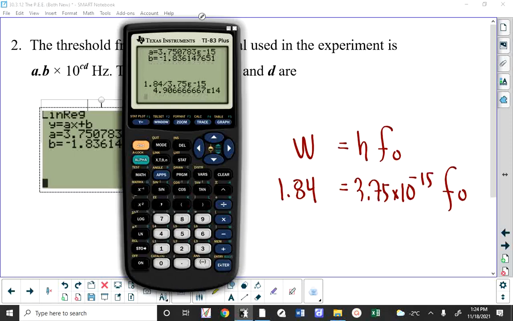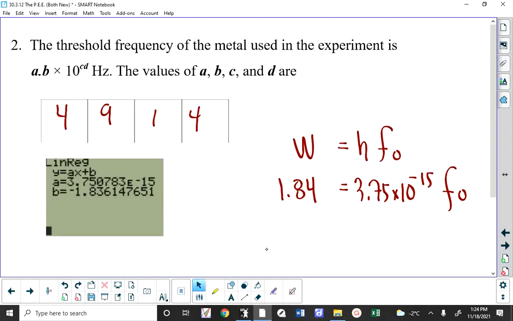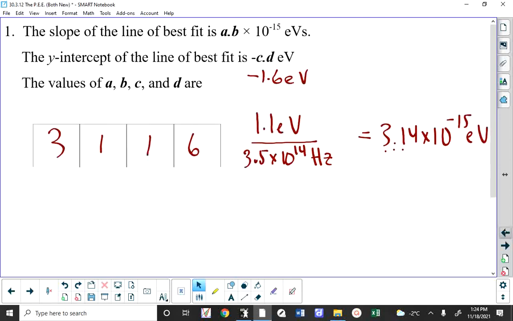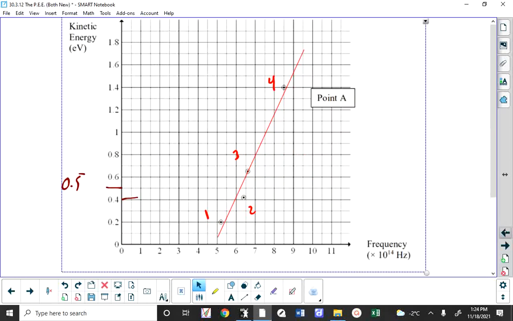So you get about 4.9 times 10 to the 14 hertz. So our answer to number 2 would be 4914. Let's go back to my line, because I don't think there would be anything wrong if you were given the line. There would be nothing wrong with you extending the line.